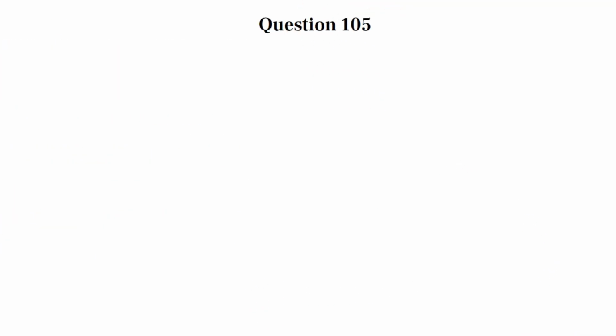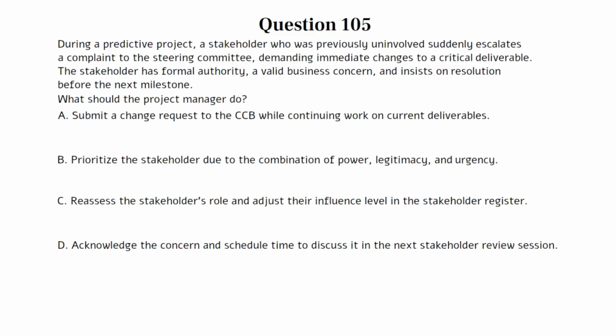Question 105. During a predictive project, a stakeholder who was previously uninvolved suddenly escalates a complaint to the steering committee, demanding immediate changes to a critical deliverable. The stakeholder has formal authority, a valid business concern, and insists on resolution before the next milestone. What should the project manager do?